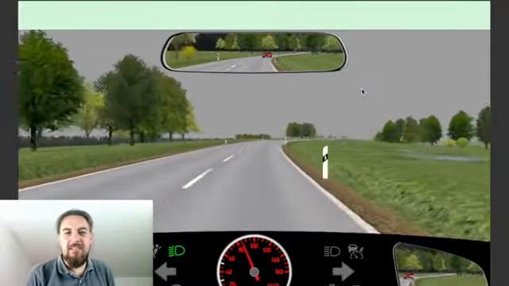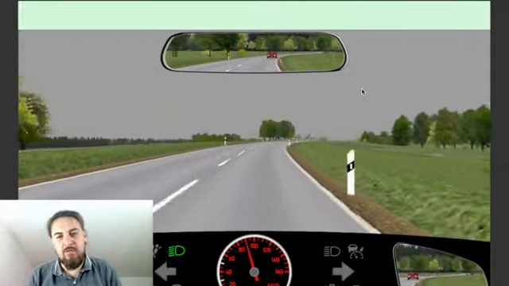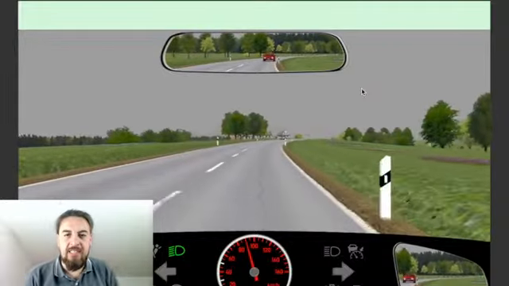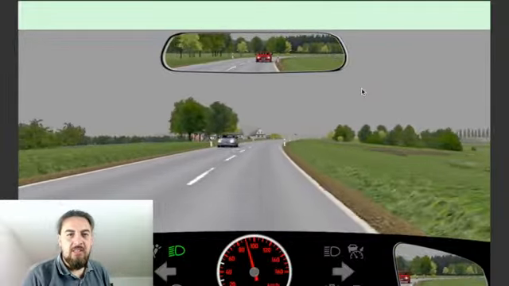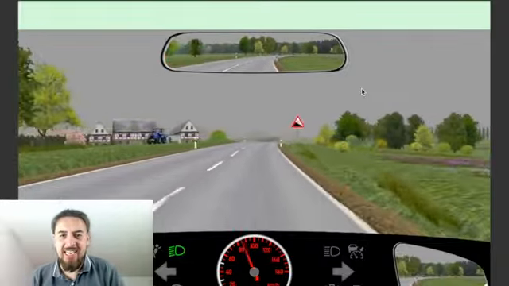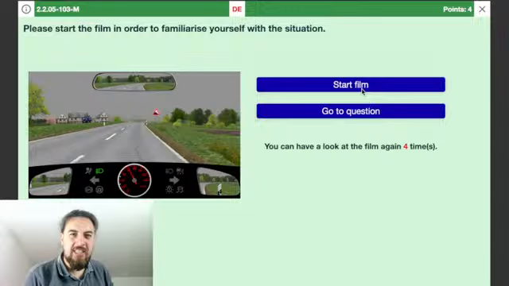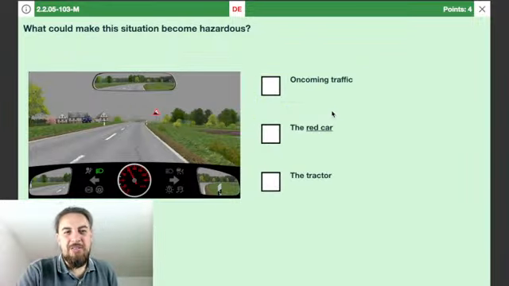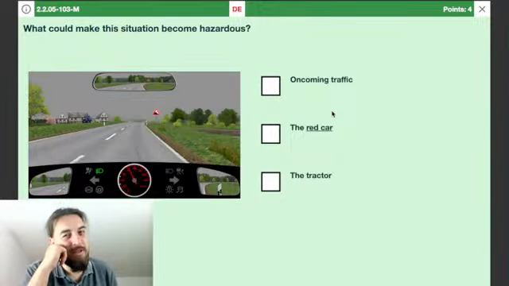Okay, we're again on a country road, speeding up to 90 right now. Oh, there comes a red car and he's about to overtake us. And check the sign. Did you see it? That is the key. What could make this situation hazardous? Oncoming traffic, the red car, the tractor. 1, 2, or 3. What do you think?